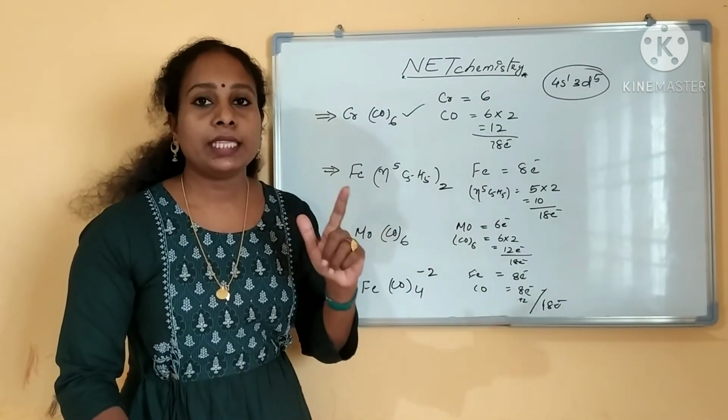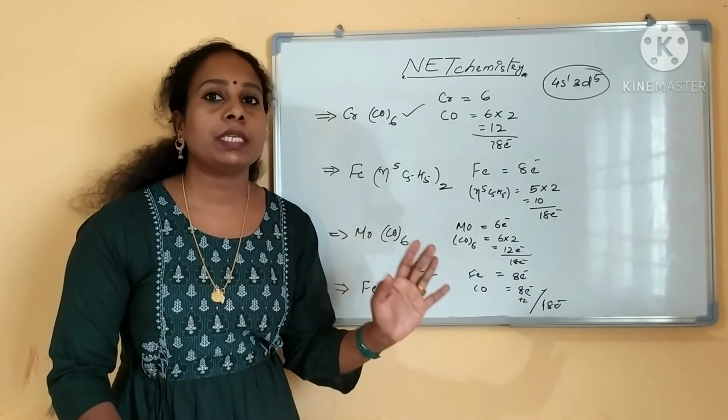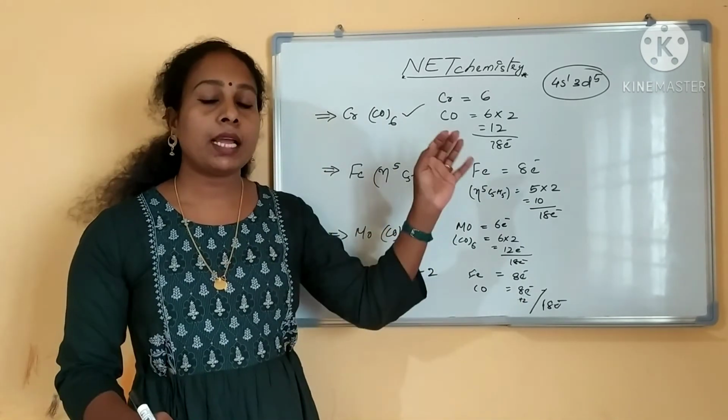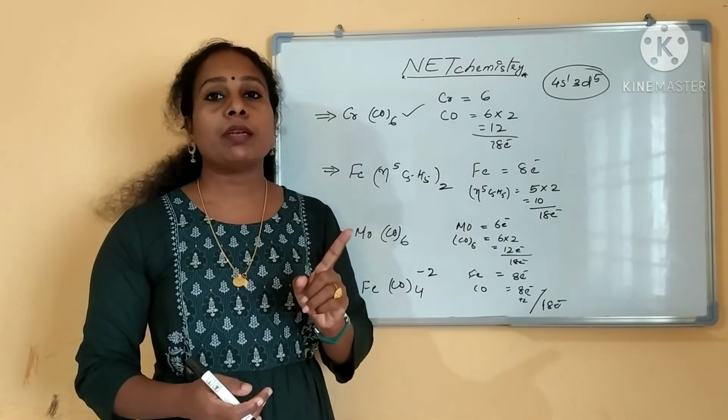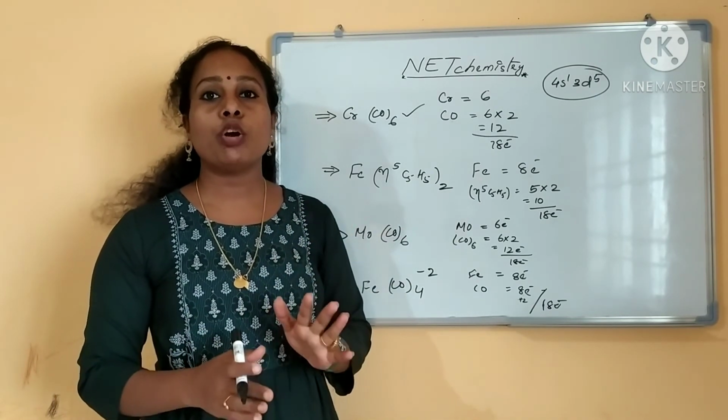So this is the way you have to find out in your complex how many valence electrons are present. If you are getting the number 18, this complex is stable. This is the 18 electron rule. Another application of the EAN rule is that you can find out the number of metal-metal bonds present in an organometallic compound.